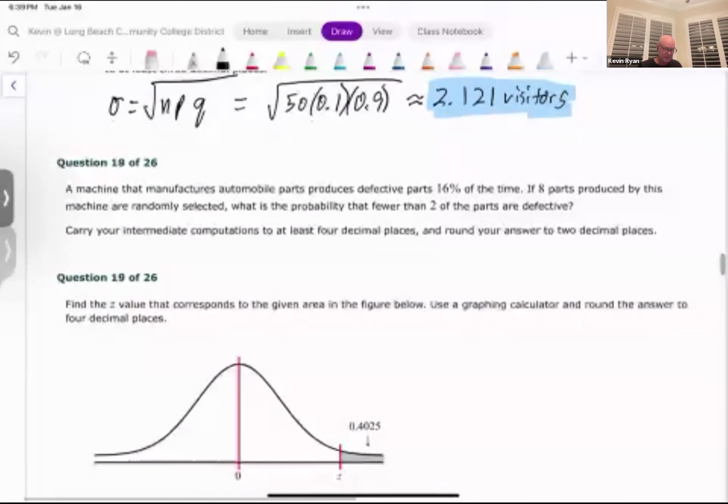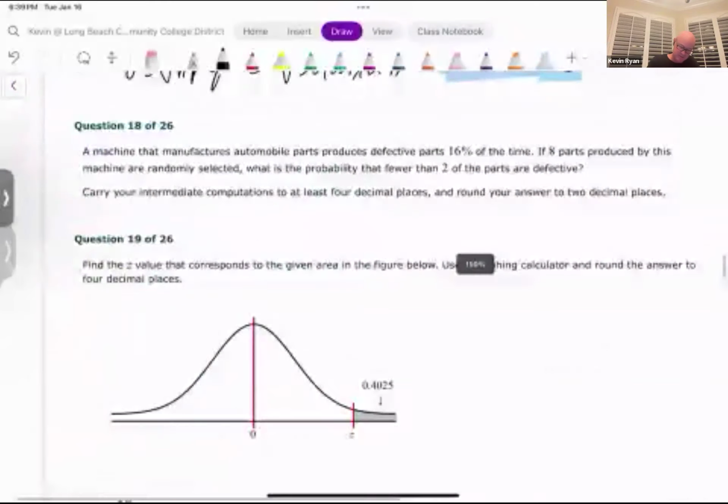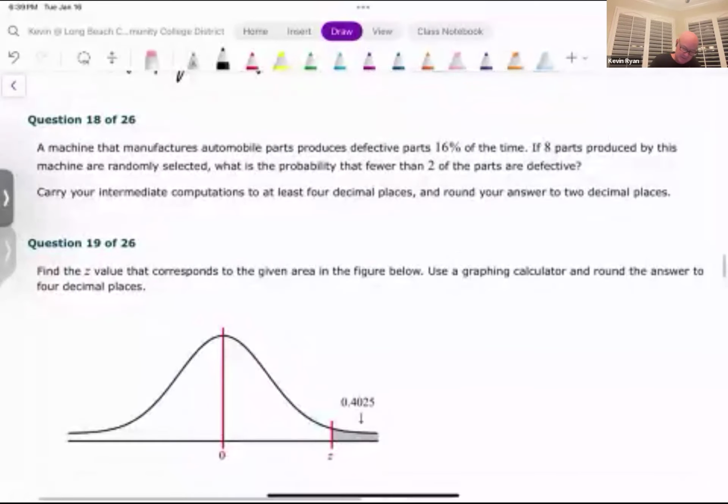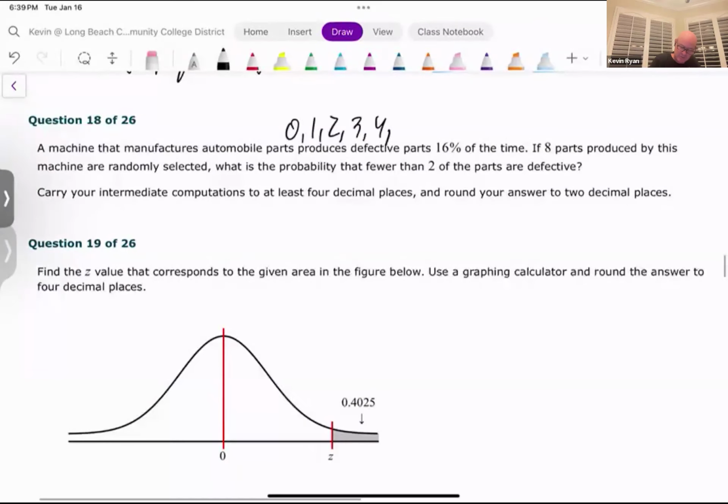Number 18, a machine that manufactures automobile parts produces defective parts 16% of the time. If 8 parts produced by this machine are randomly selected, what is the probability that fewer than 2 of the parts are defective? So I'm going to write this out. And they want fewer than 2. That means here's what we're looking for.